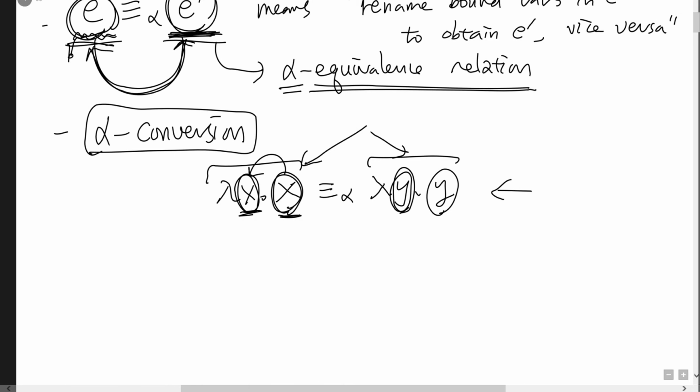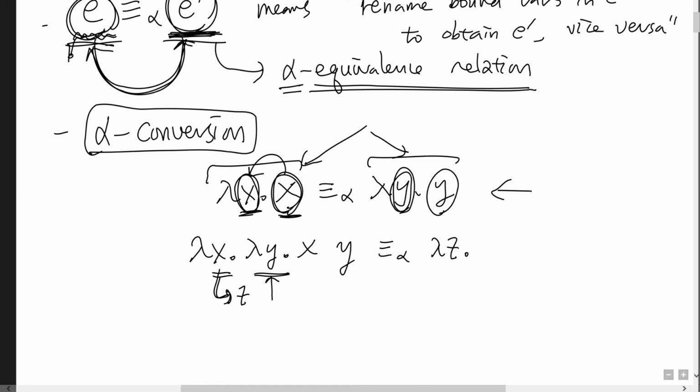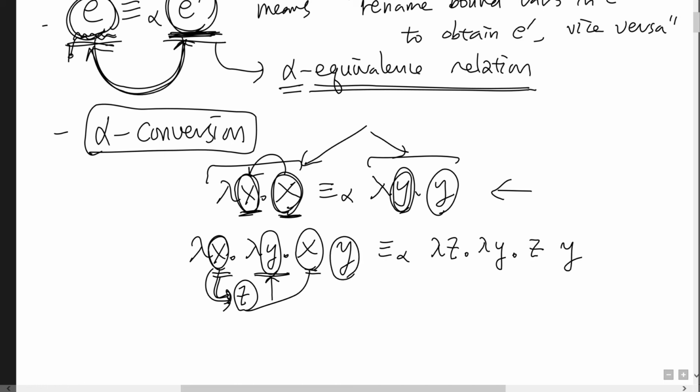The next example is lambda x, lambda y, x y. This time, I'm going to leave this variable y intact, but I'm going to rename this bound variable x into z. So this is renamed to z, but I'm not going to touch this variable y. So we have lambda y, and this x should be renamed to z because we are going to rename this one to z. So this is z, and this one remains the same. So we also have this alpha equivalence relation.